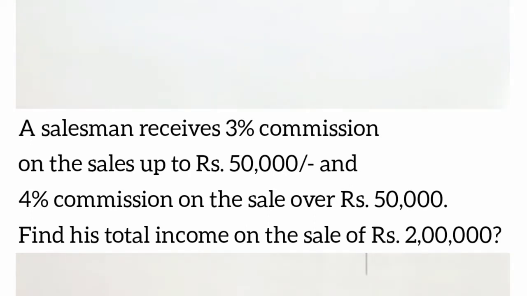A salesman receives 3% commission on the sales up to rupees 50,000 and 4% commission on the sales over rupees 50,000. Find his total income on the sales of rupees 2 lakh. So it is very simple to understand. So let's start.